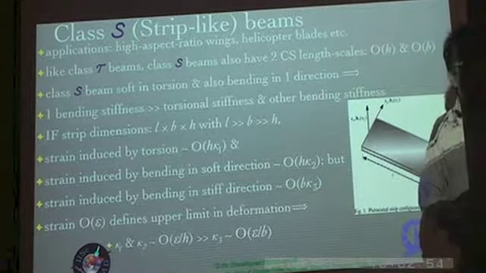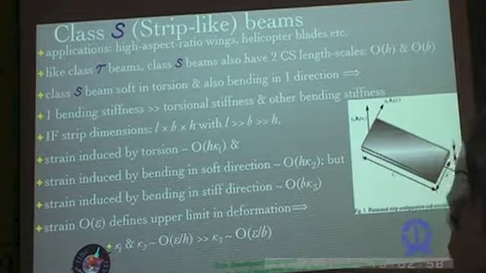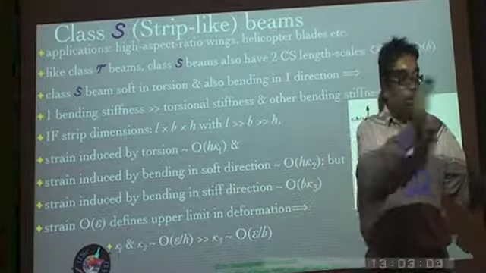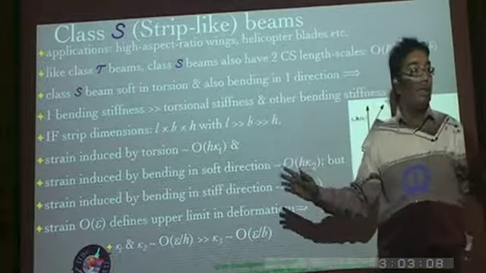Or we can take h by 2, b by 2. Yes. We are talking of orders of magnitude, so it doesn't matter. A factor of half doesn't matter. In reality, in terms of numerical values, what you're saying is correct. The maximum value will be the maximum distance from the neutral axis, and therefore in both cases it will be by 2.